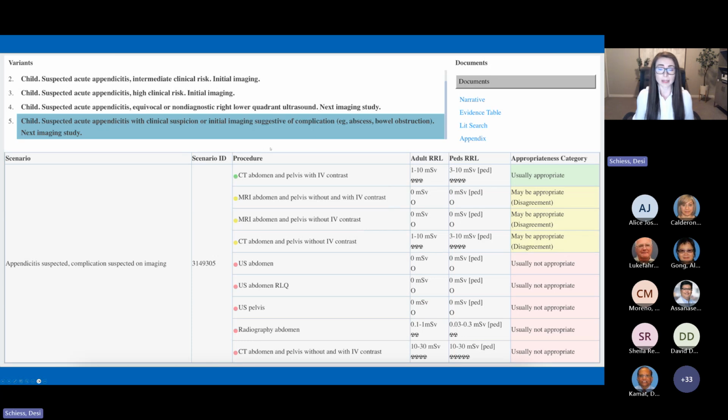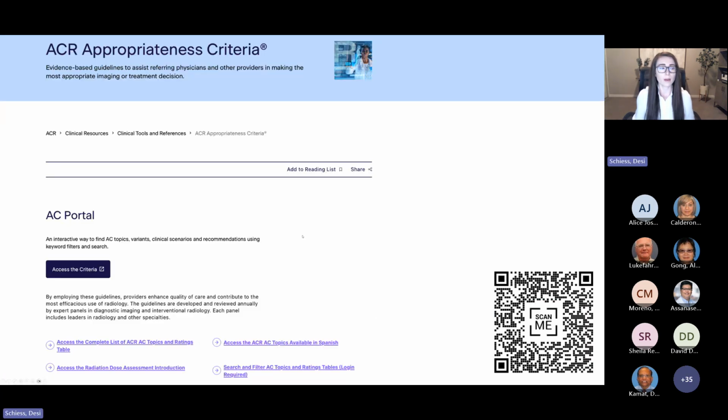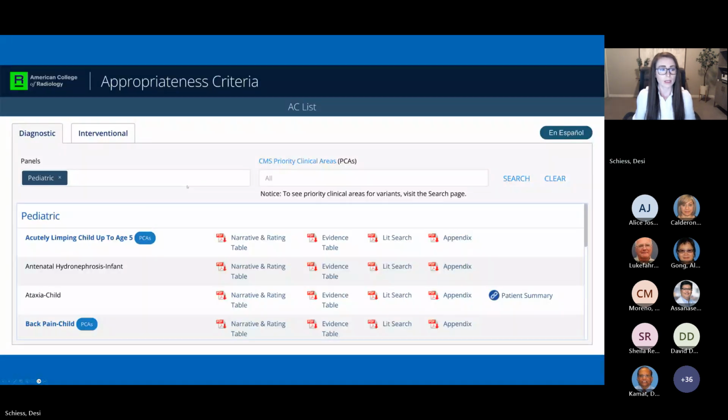If appendicitis is complicated by an abscess, we usually prefer a CT with contrast. Notice that in all scenarios, a CT without and with contrast is usually not appropriate because it's double the radiation dose. Another way to access the appropriateness criteria is to select this link for a complete list of topics. Now the tabs across the top are diagnostic and interventional, and so we're looking at diagnostic and I've entered pediatric. These are the same topics that we saw before, but here you can see all of the evidence behind each of them.